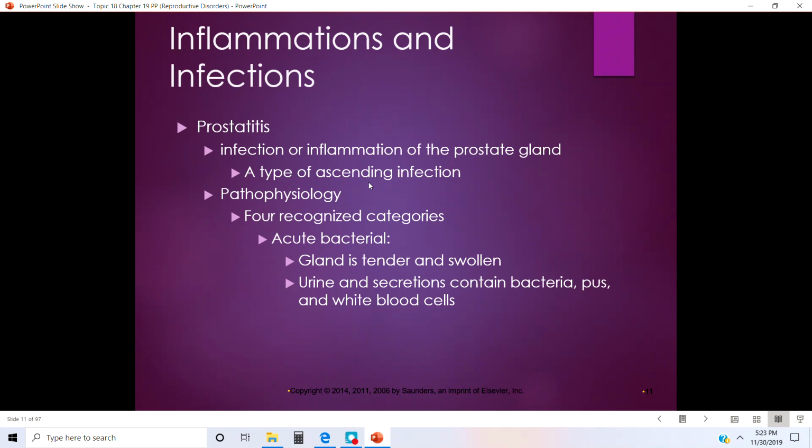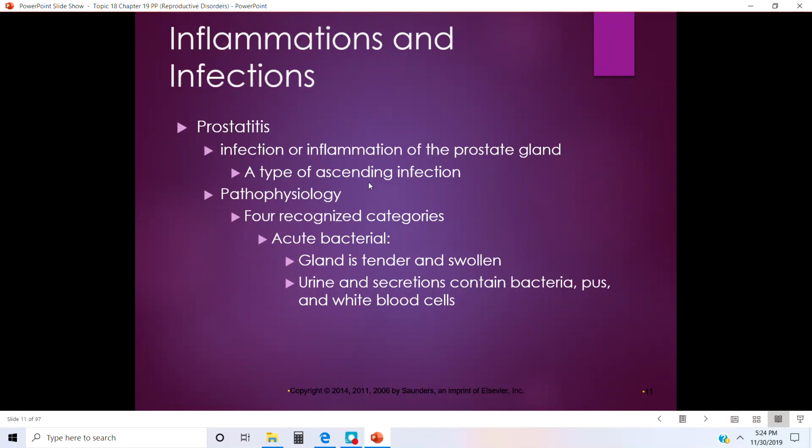Okay, let's take a look at two conditions that are related to inflammation and infection. The first one being prostatitis, right? So very simply, this is going to be an infection or an inflammation of the prostate gland. If it's an infection, we typically think of it as an ascending infection, meaning that there'll be bacteria, say, on the outside of the male penis, and then it works its way up through the urethra into the prostate gland.